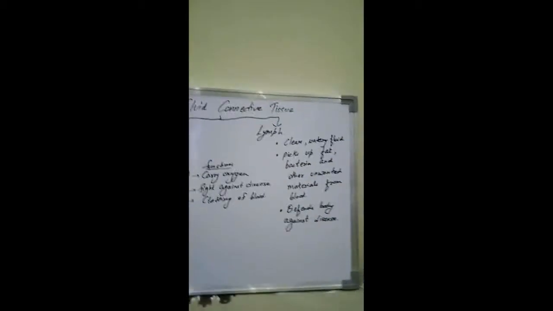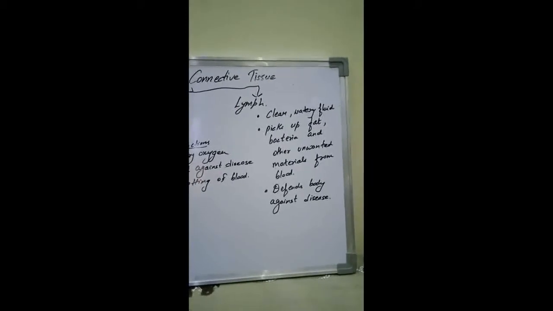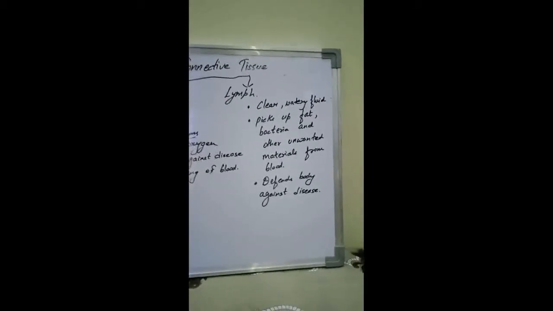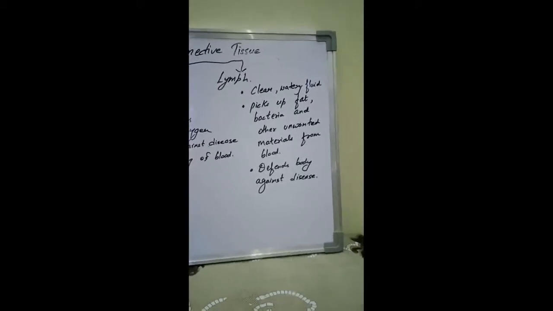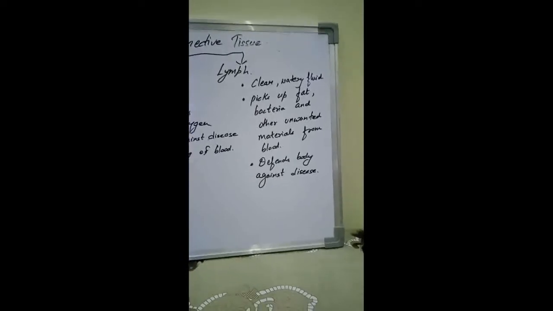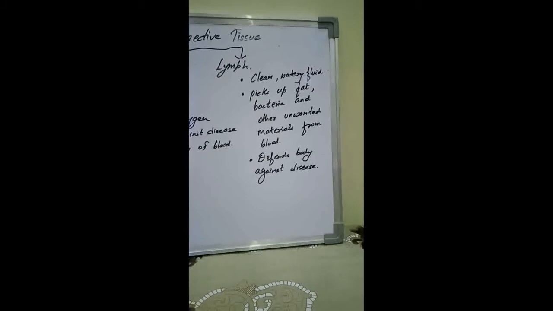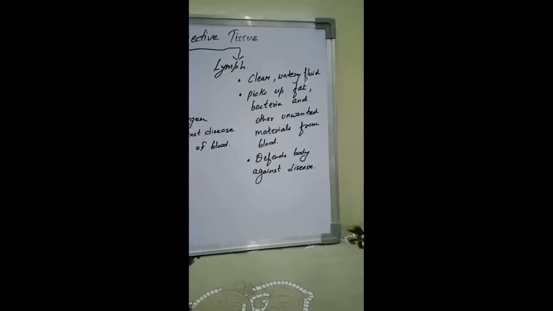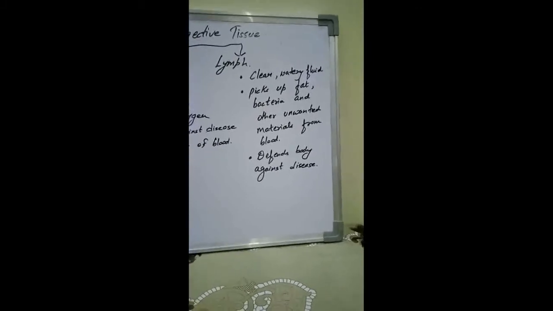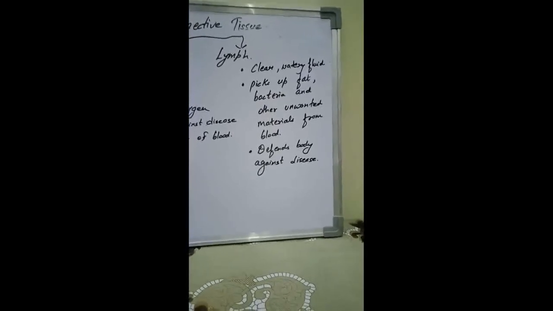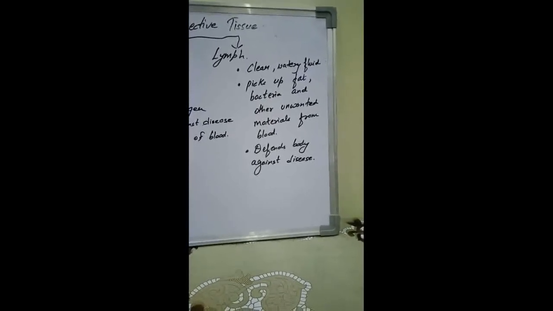Now the next part of fluid connective tissue consists of lymph. So what about lymph? Lymph is a clear watery fluid. What is the function of lymph? It picks up fat, bacteria, and whatever other unwanted materials are present in the blood. And the last function of lymph is that it defends the body against disease.